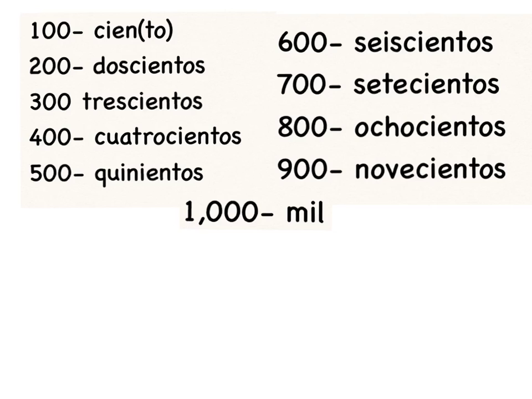Okay, so for 200, dos. See how you have dos here? Doscientos. Trescientos. Cuatrocientos. Quinientos.